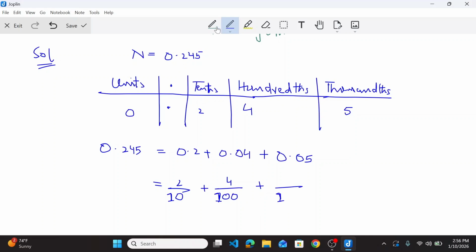Sorry, there is a mistake, so let me correct it. It should be like this: 0, 0, 5. Then 5 will be on the thousandths place. So when we skip the decimal we give 1, and there are how many digits? 0, 0, 5, 3 digits. So there will come 3 zeros, and it will be 5.